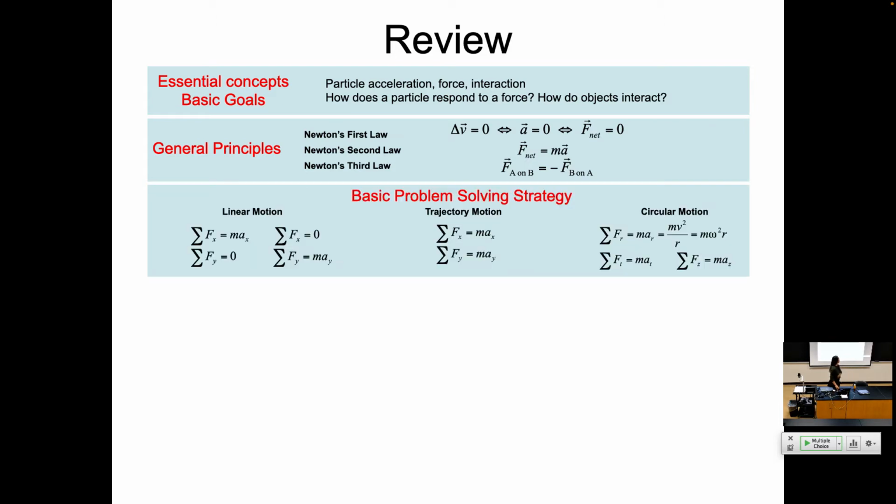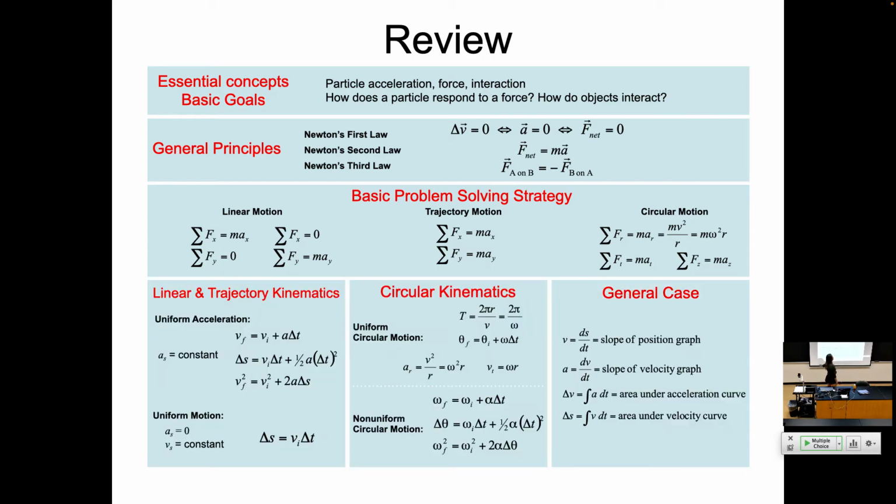The basic problem-solving strategy is always to break things into the coordinates along your axes and then set up Newton's second law. In circular motion, we have this extra layer of stuff. It's the same idea, but remember we have a slightly different coordinate system and slightly different ways of describing acceleration, because we have centripetal acceleration, which involves velocity, okay?